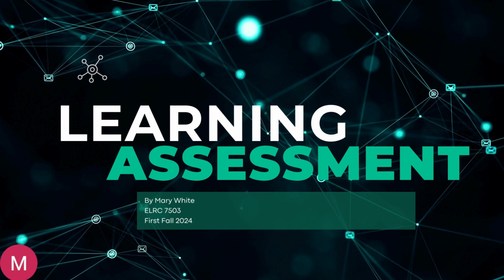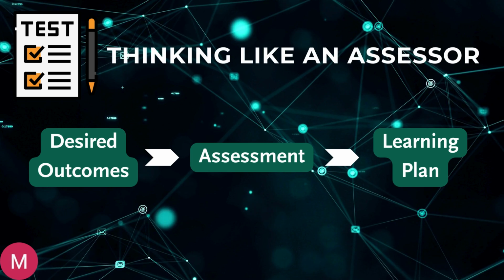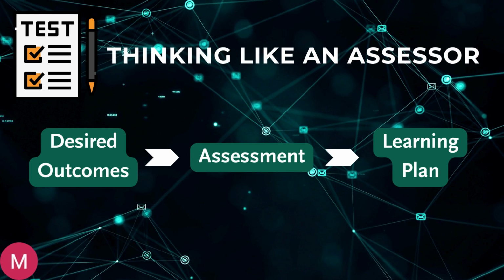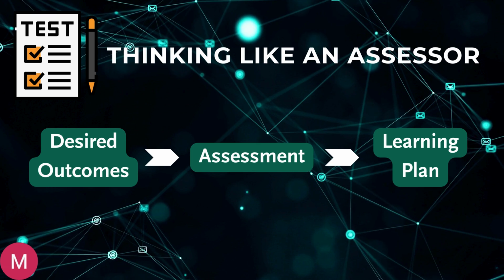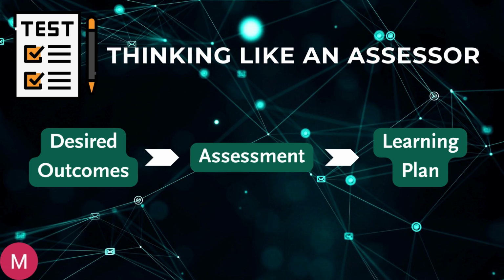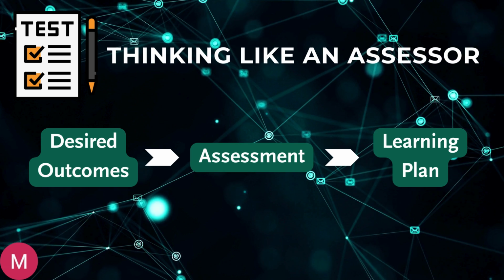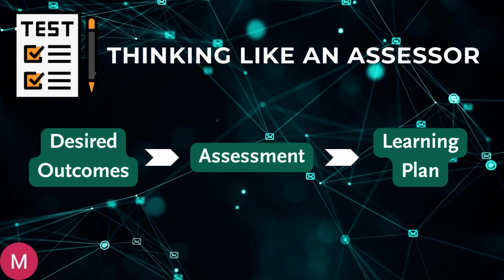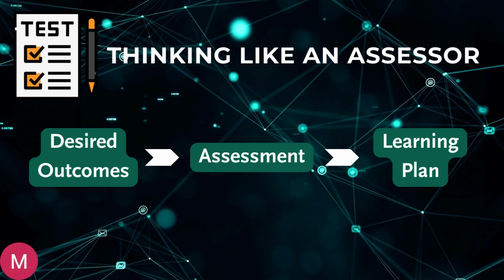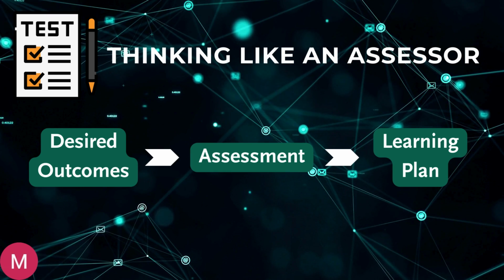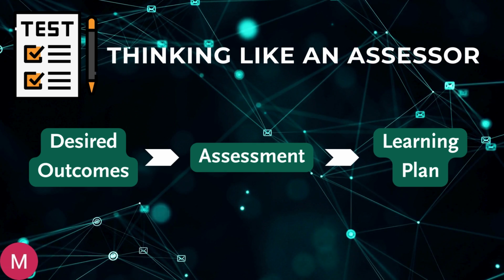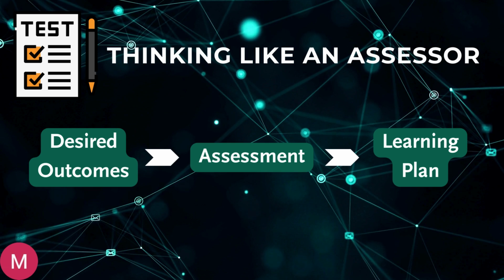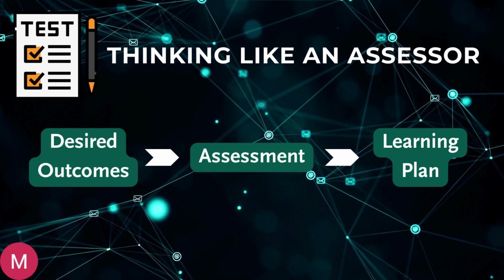Let's dive in. In Chapter 7, Wiggins and McTighe introduced the idea of thinking like an assessor, which means designing assessments with the end in mind. This is part of the backwards design process, starting by identifying the learning outcomes we want students to achieve and then figuring out how we'll gather the evidence of their understanding.